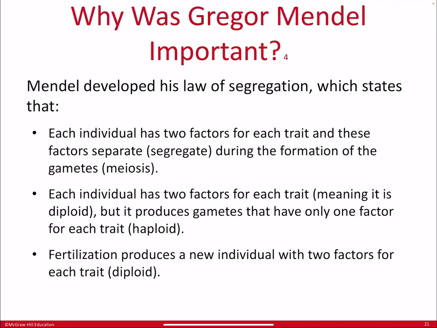Mendel, through his work, developed this thing called the law of segregation, which states that each individual, so me and you, has two factors for each trait, which means that we have two of every chromosome. And these factors separate during the formation of gametes. So he knew that we had two somethings, and that during the formation of gametes, those factors were cut in half. Not cut in half, but each gamete got one or the other.